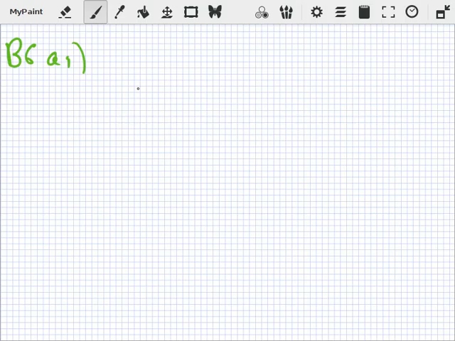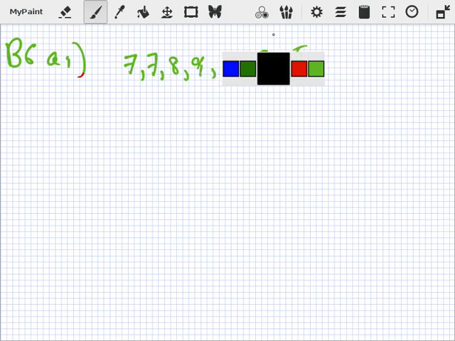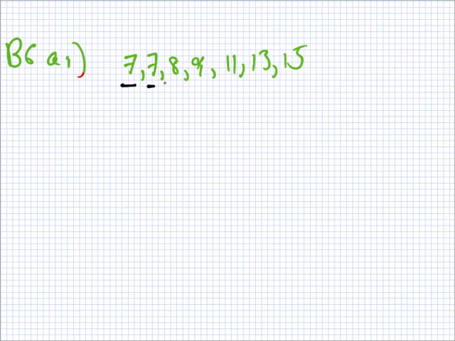B6A part 1. So you have children here. The youngest is 7, 8, 9, 7, 7, 8, 9, 11, 13, 15. Is that all of them? 1, 2, 3, 4, 5, 6, 7. Yes.